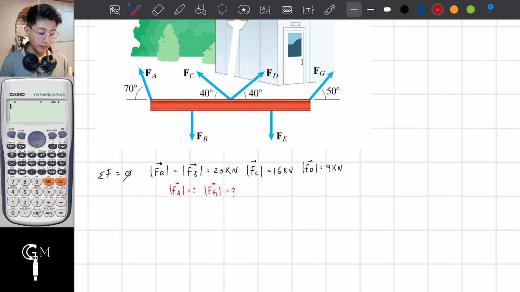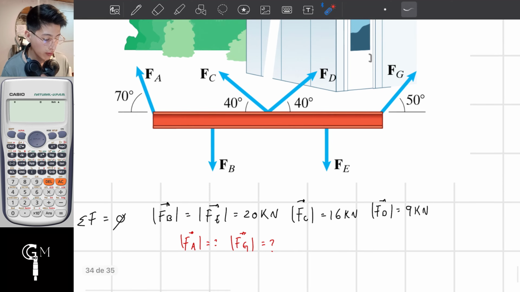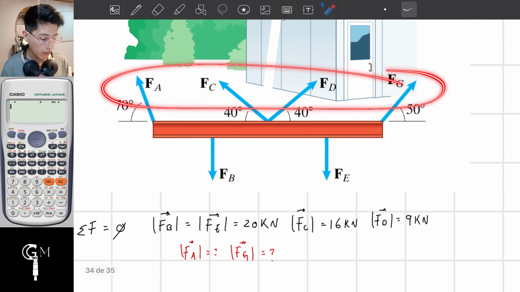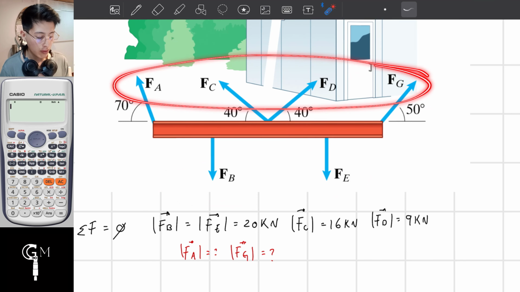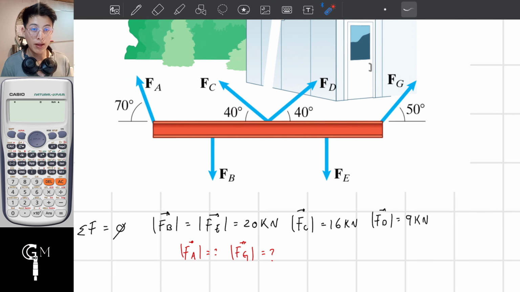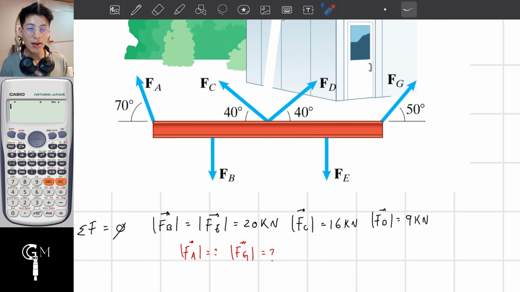Second step, analyze the diagram. Okay, so as you can see right here, we have 6 forces, 6 vectors. 4 of them are not being applied along a specific axis, so we will have to determine some different components, and these 2 are being applied on the y-axis.